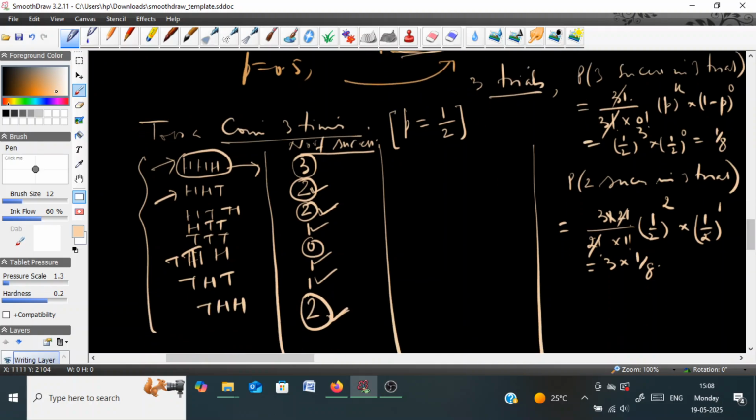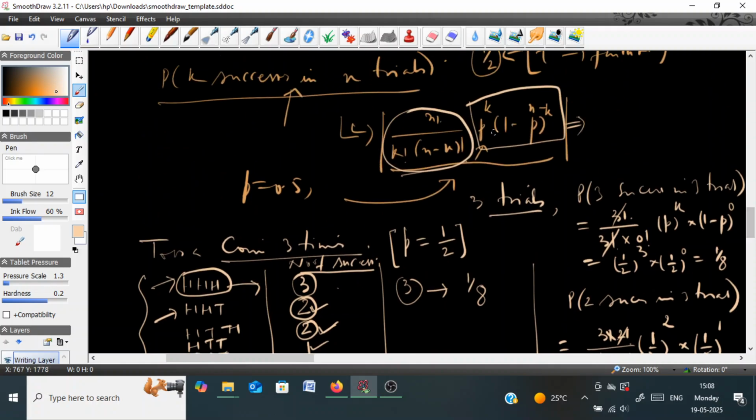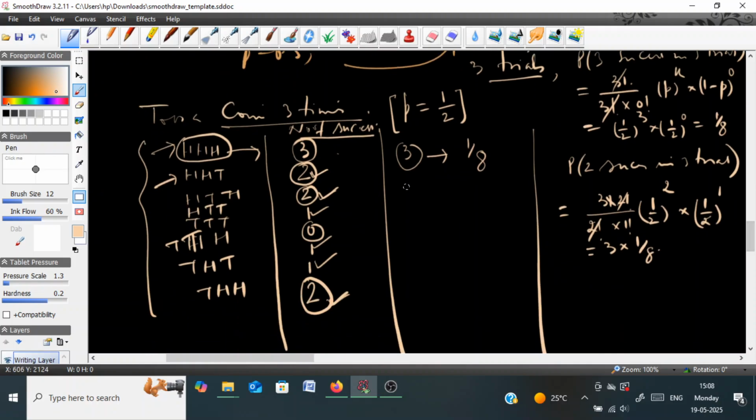So the probability of getting 3 successes in 3 trials is 1 by 8, because that is simply p to the power k into 1 minus p to the power n minus k, and in this case this term becomes 1. You get p to the power 3, which is 1 by 8. Probability of getting 2 successes is 3 by 8, just as we have seen here. Probability of getting 1 success is again 3 by 8. Using the sum you can prove it, and probability of getting 0 successes is again 1 by 8.